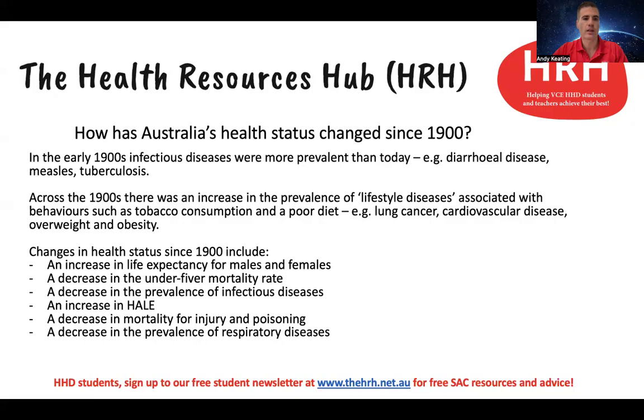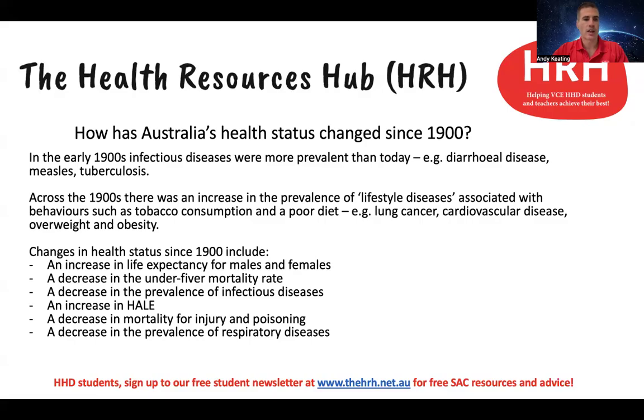You can see the second point is that across the 1900s, there was an increase in prevalence of lifestyle diseases associated with behaviors such as tobacco consumption and a poor diet. Those are things like lung cancer, cardiovascular disease, overweight, and obesity. These aren't necessarily improvements in Australia's health status, but they are changes, and it's good context to think about because that can be relevant when looking at graphs and data. For some of these conditions, there was an increase for a period of time and then a decrease. Once again, looking at some data, you can examine that and see where that improvement may have begun.